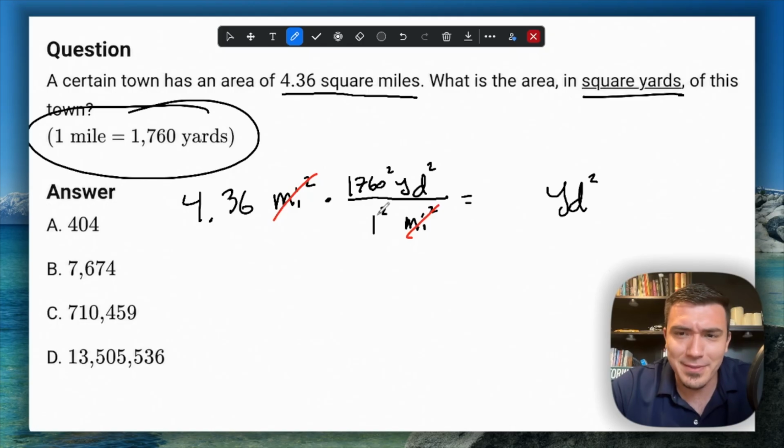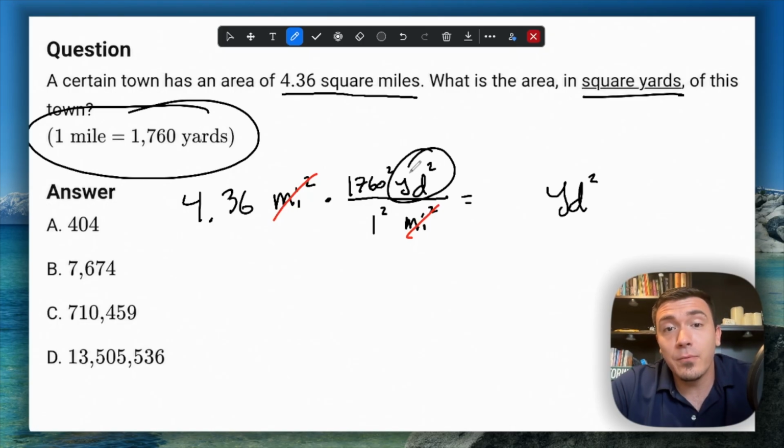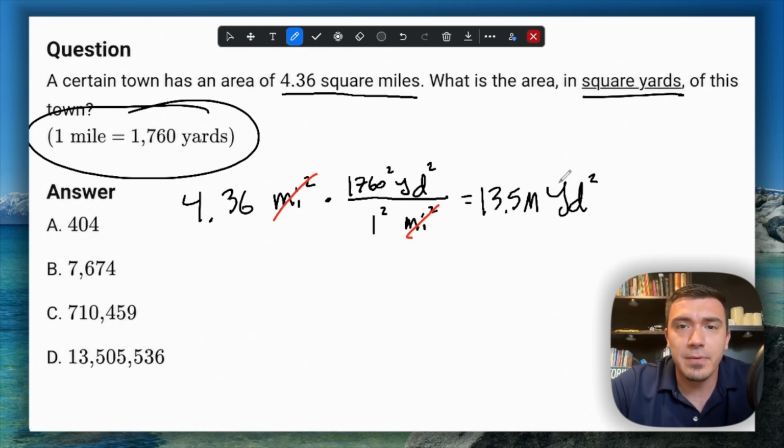And now all I'm really doing over here is 4.36 times 1760 squared divided by 1 squared. We don't need to do that, because anything divided by 1 is itself. And now I'm left with the only units that actually matter, which is square yards. So once I actually multiply these out, I'm going to get 13.5 million. So my answer for this one is D.